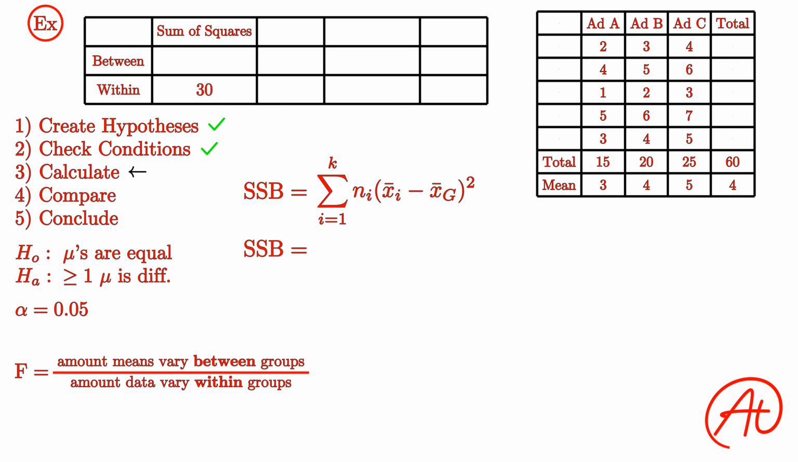Calculating this for our example, we would plug in the values for each of our groups. For example, the first group's sample size is 5, sample mean is 3, and the grand mean is 4. Doing this for all groups, we would plug in the data, calculate the value for each group, and add all of them up to get a sum of squares between of 10. Alright, I know that was a lot, but bear with me as we're almost done with the major calculations.